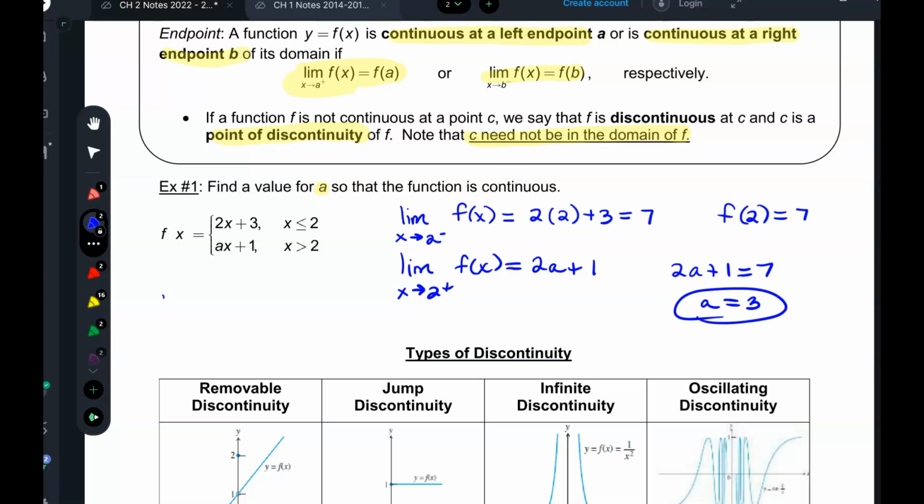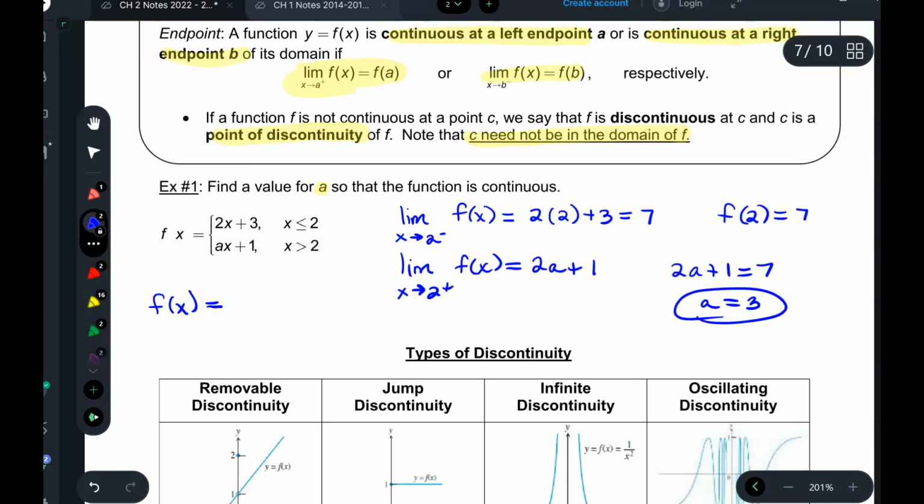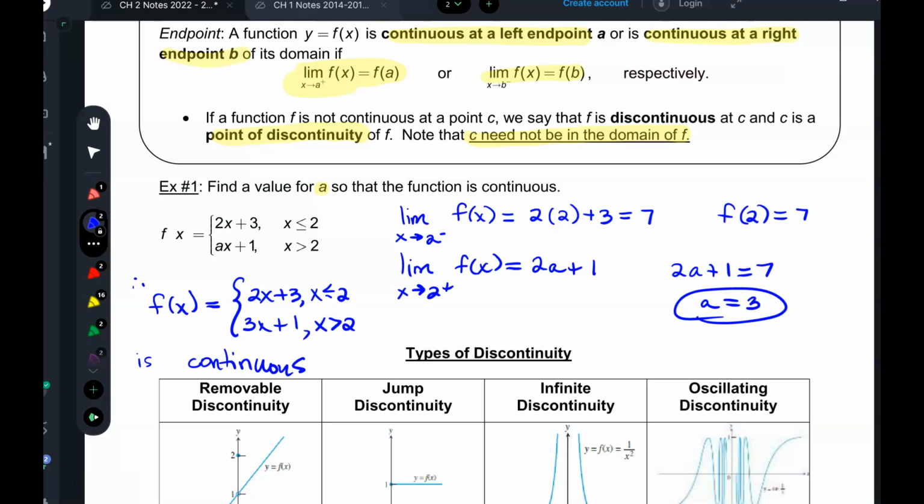Okay. So basically what we're saying is now our function, you don't have to write this, but just so you can kind of think about it, right? So we solved for a, we said that was 3. Right. Okay. So therefore, this is continuous. You don't have to write that, I'm just showing you, right? Now we can easily see if we were to plug in 2 here and here, do we get the same value? Yeah, that's what we wanted.